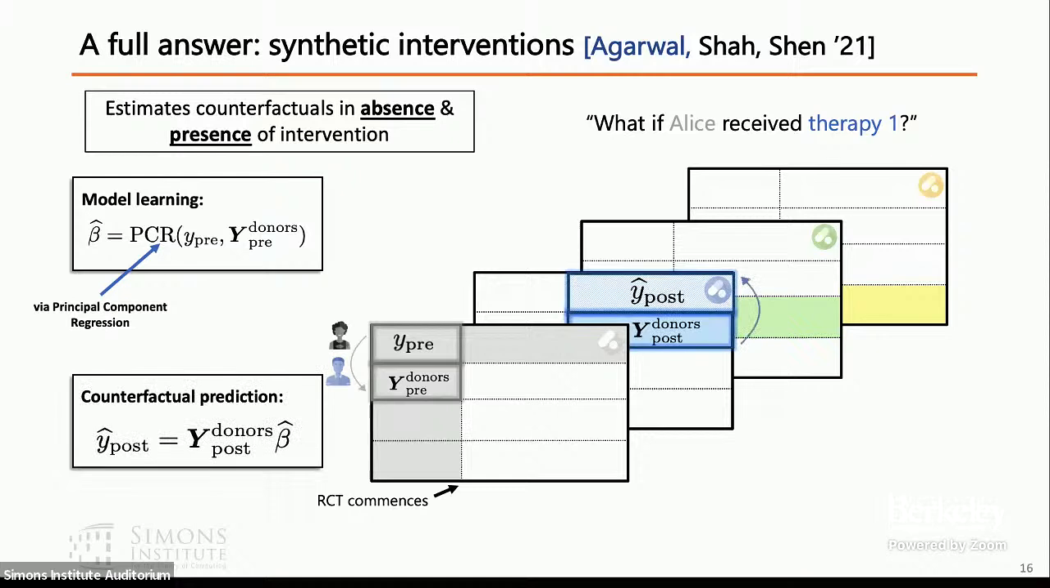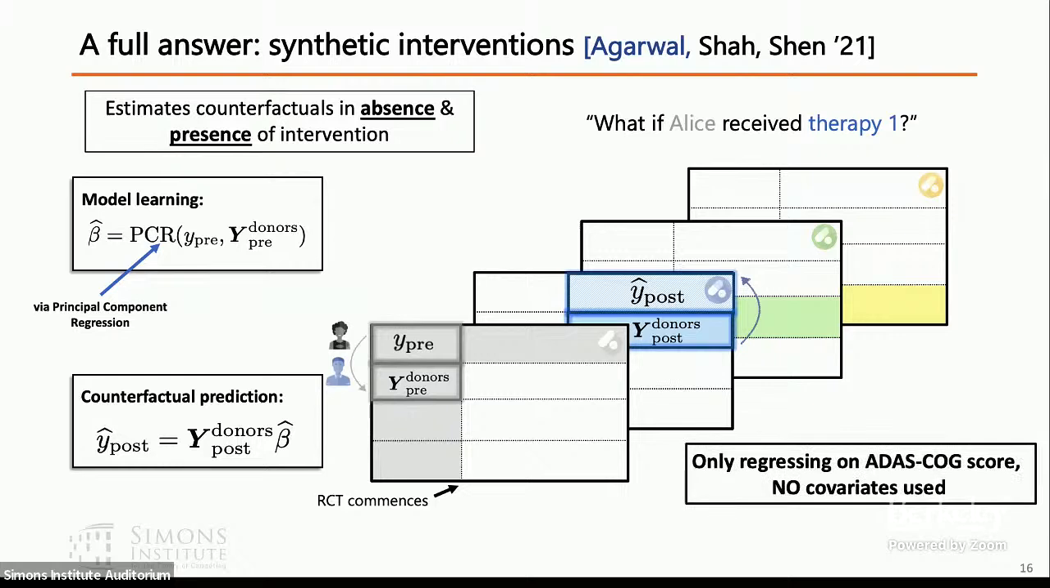And then once you take that learned model, beta hat, you apply it to the post-intervention outcomes of the units under therapy 1. Now you actually look at the post-RCT data. You apply the beta hat to get a synthetic trajectory of Alice under therapy 1. I note here we're using nothing but the ADAS-Cog score, because that's all we had access to. No additional covariates have been used.